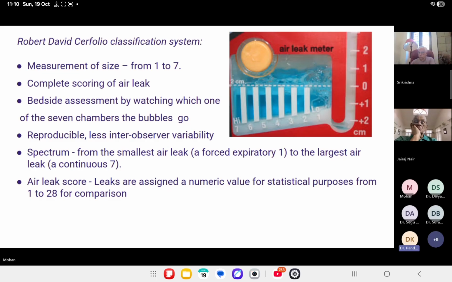So it is reproducible, with less inter-observer variability, and it gives a spectrum. The smallest is forced expiratory, level 1, and the largest is continuous, level 7. So an air leak score can be given based on this. Leaks are assigned a numerical value from 1 to 28 for statistical purposes and comparison.